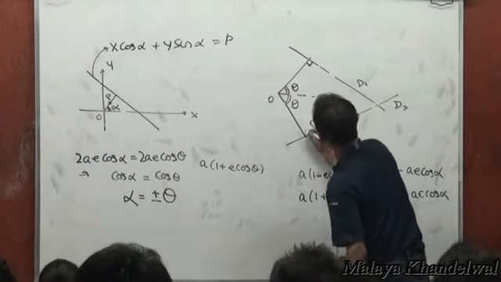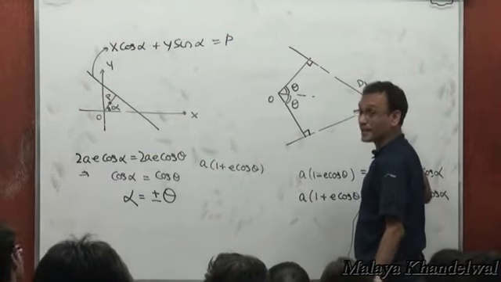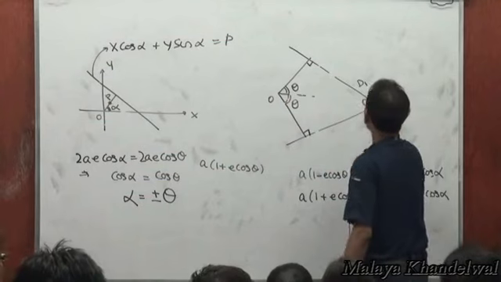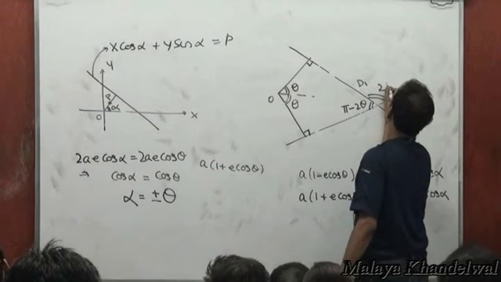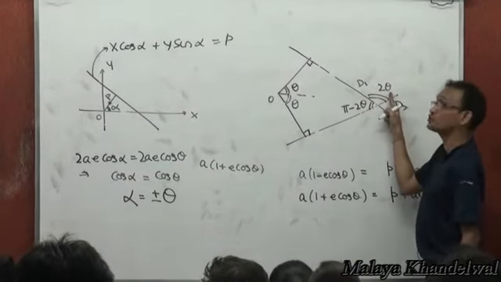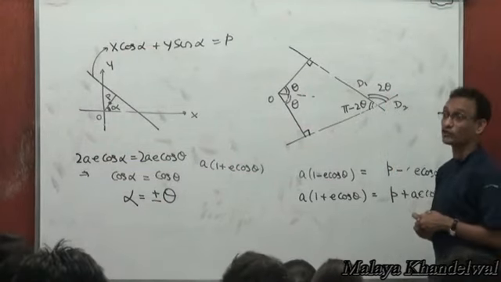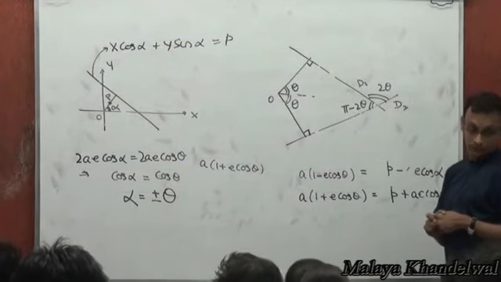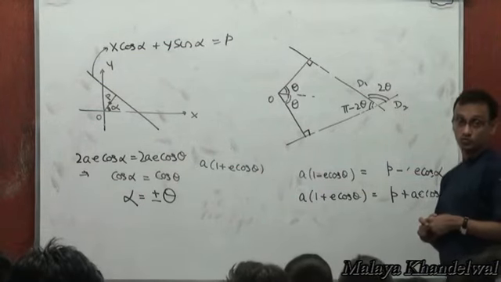These are the two perpendiculars. This is a cyclic quadrilateral. So if this angle is 2 theta, this must be pi minus 2 theta, and this angle therefore would be 2 theta. So the angle between the two directrices is 2 theta, twice the eccentric angle of the point P. Yes or no? Right? Which is what we set out to show.